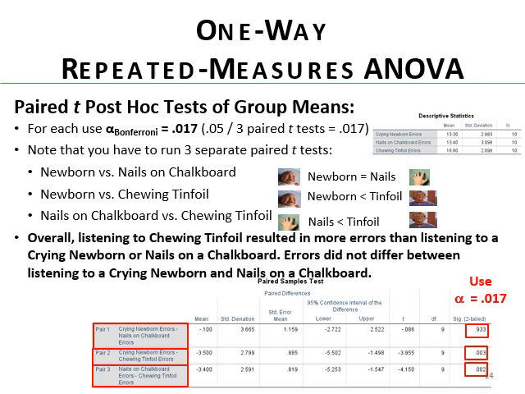tinfoil. So the overall conclusion is that listening to chewing tinfoil resulted in more errors than listening to a crying newborn or nails on a chalkboard. However, remember that first pair, the newborns versus the chalkboard, didn't significantly differ. So they made equal numbers of errors under those 2 conditions, but fewer under those 2 conditions than someone chewing tinfoil, which is just an awful noise.